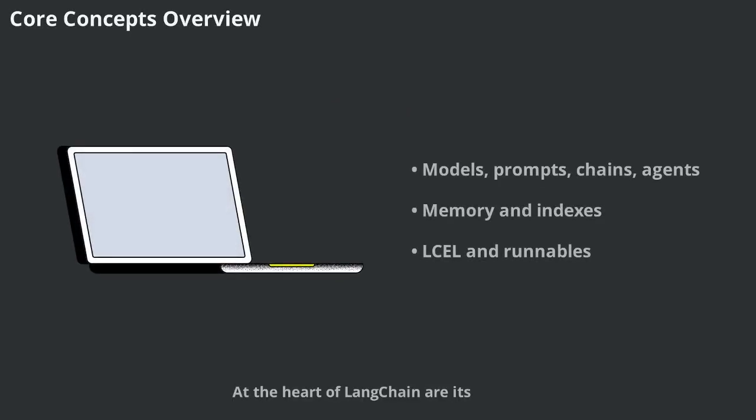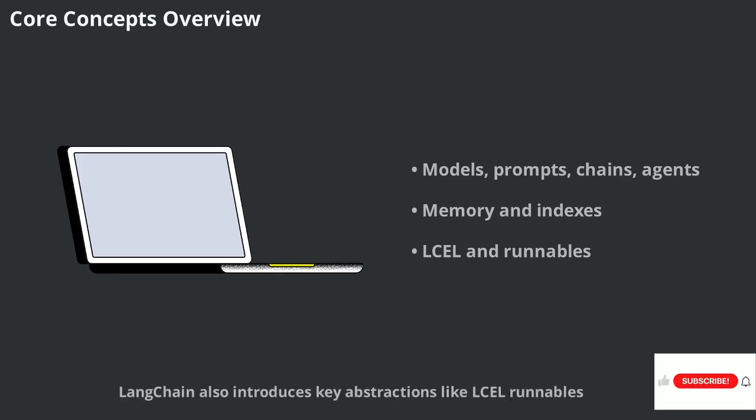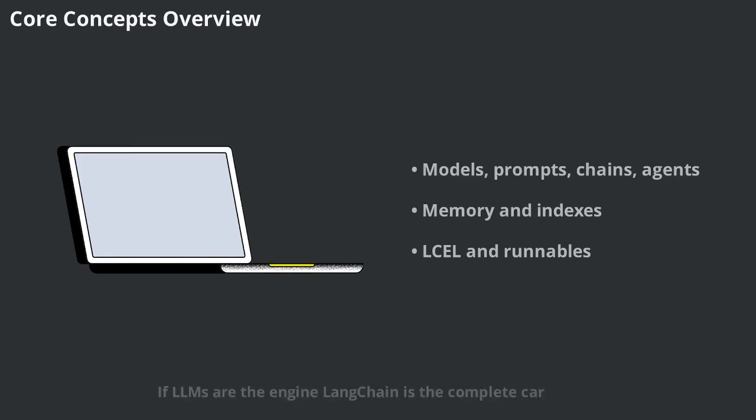At the heart of LangChain are its core concepts, the building blocks for any AI application. These include models (LLMs, chat, embedding), prompts (templates, few-shot examples, output parsers), chains (sequences of component calls), agents (LLMs that choose actions), memory (to persist state), and indexes (to work with your data). LangChain also introduces key abstractions like LCEL, runnables, and messages, making it easy to compose and manage complex workflows. If LLMs are the engine, LangChain is the complete car, providing everything you need for a smooth ride.